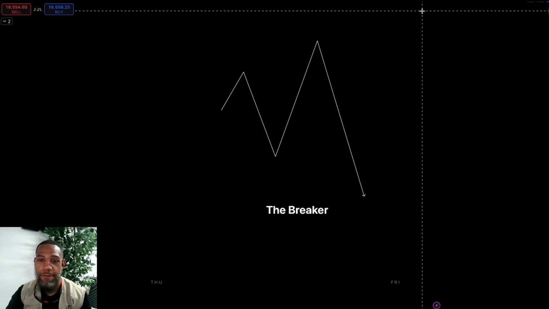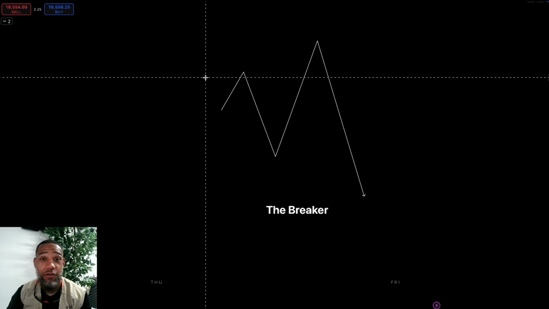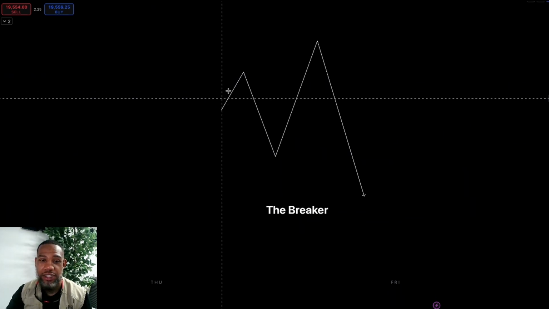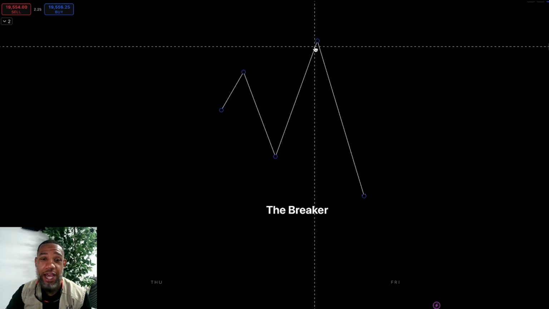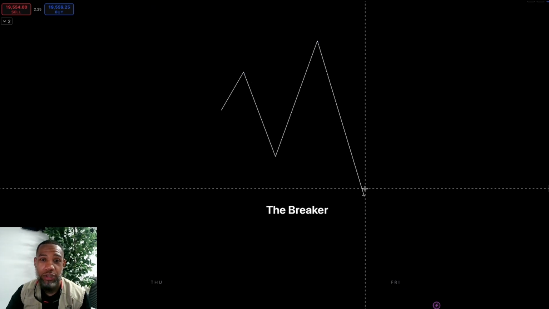Now, what is a breaker? Technically, what everyone says is it's a high, then a lower low, then a higher high, and then another lower low. But that doesn't explain to you what it really is, okay?